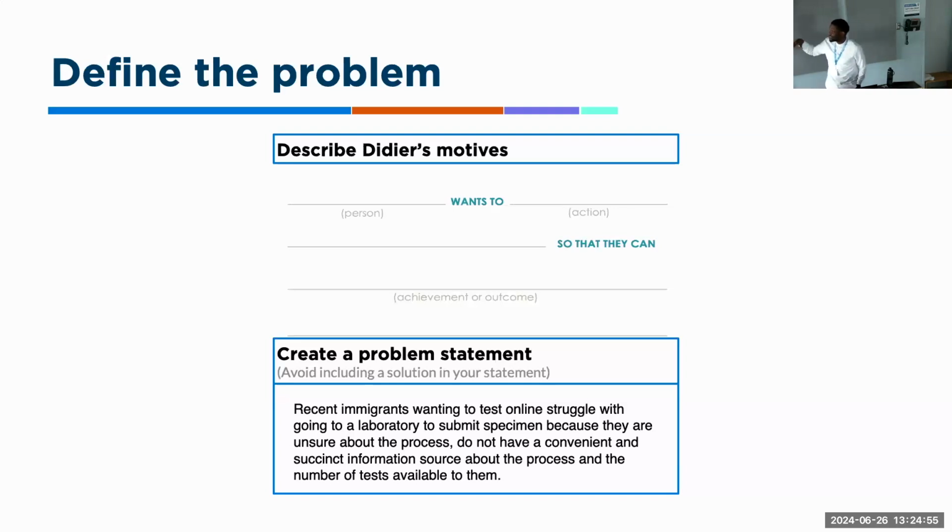So recent immigrants wanting to test online, I would say through Get Checked Online, but yeah, setting the boundaries. They struggle with going to a laboratory to submit a specimen because they are unsure about the process. They do not have a convenient, succinct information source. I would add here an accessible information source about the process and the number of tests available to them.